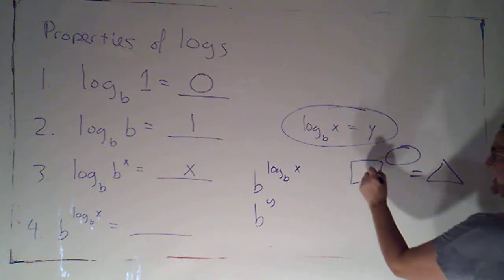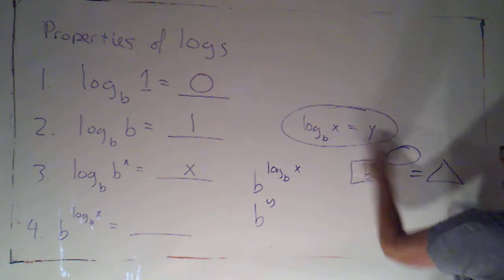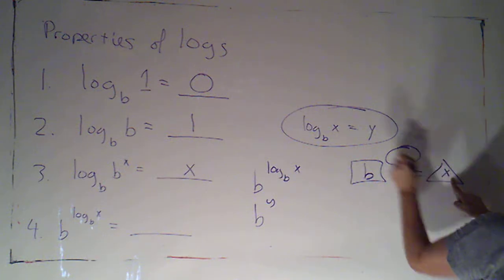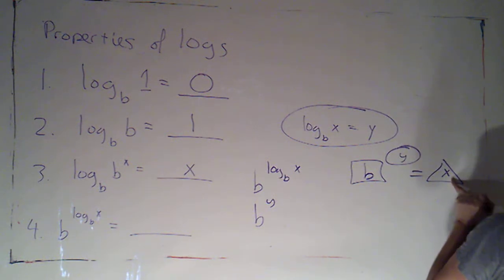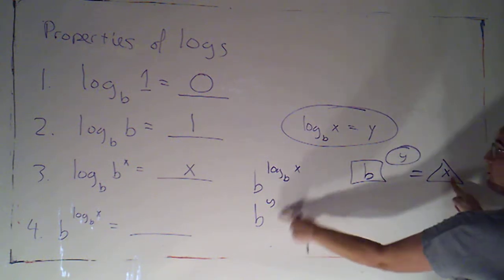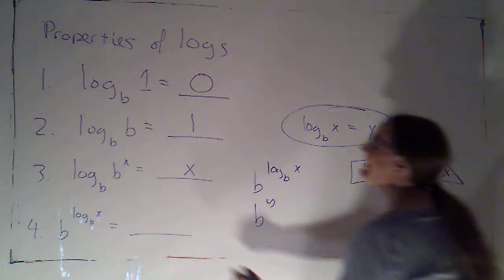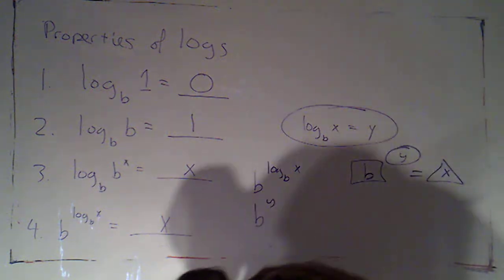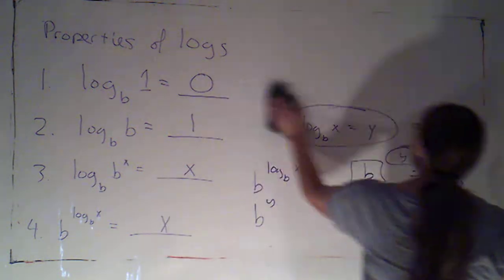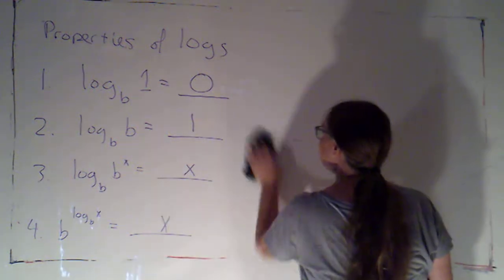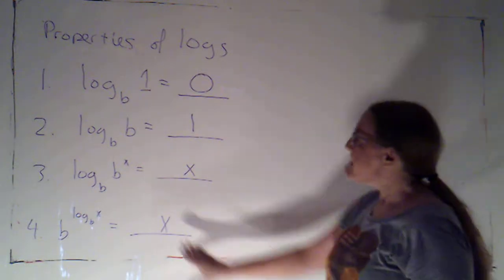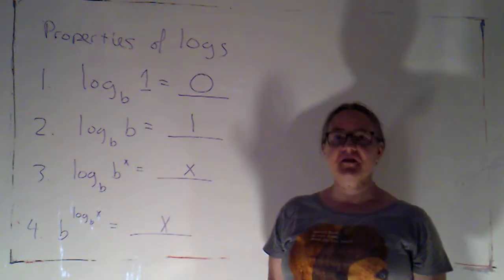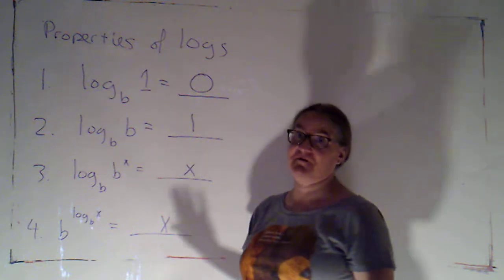Exponent I need when b is the base to get x is y. Oh, that tells me what b to the y is. B to the y is x. Now, these last two, I said there was another way of looking at them. Both of these are the composition of two inverse functions.